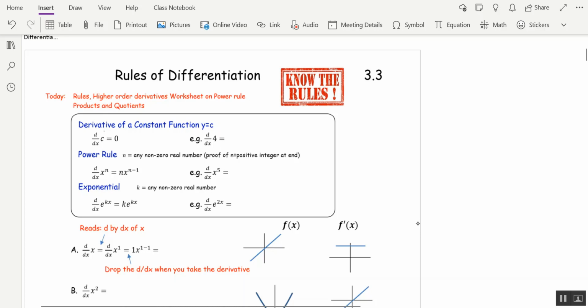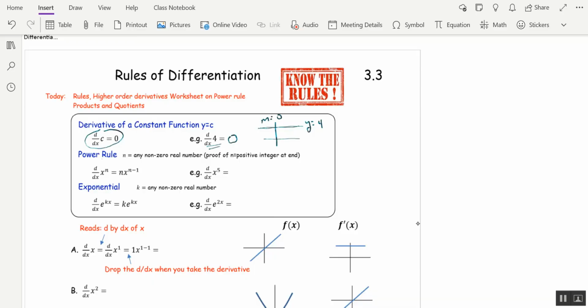The derivative of a constant function is 0. And this reads d by dx of c. That means take the derivative of c, and it's equal to 0. So the derivative of, over here, 4 is 0. Now geometrically, y equals 4 is a horizontal line. The derivative is the slope of the tangent. For a line, the tangent is the actual line, so that we see the slope everywhere here is 0.